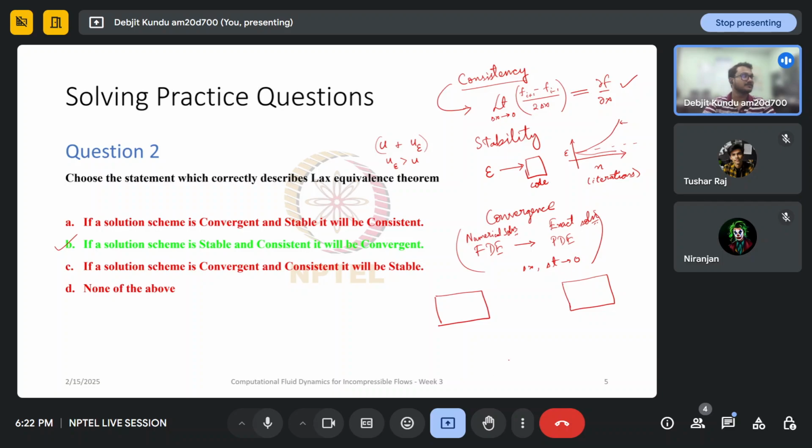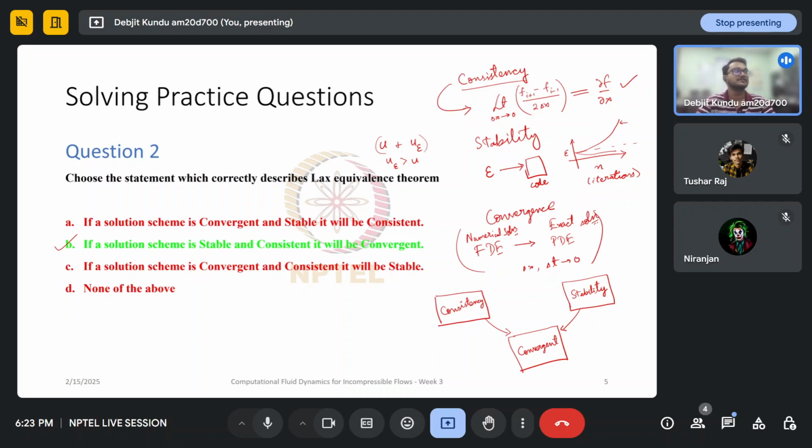And what Lax's theorem tells us is a very powerful thing: if you can ensure consistency, that you can do by simply looking at the equations, and if you can ensure stability, that you can do by picking proper solution schemes, if you do these two, then you can guarantee that the scheme that you have chosen will definitely converge. The solution that you get from that scheme will be convergent. So this is actually pretty strong.